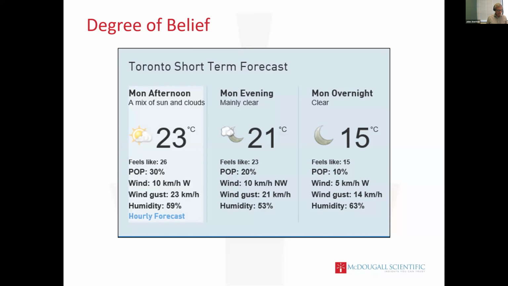Focus on the POP, probability of precipitation. When we get a weather forecast, each of us interprets that probability differently. At 30%, we might not take an umbrella with us. We don't think there's much chance we're going to get wet. But if POP rises to 50%, maybe more of us will grab that umbrella before we go out the door.